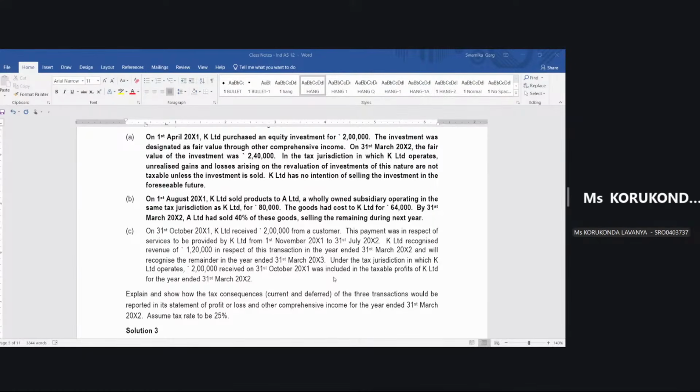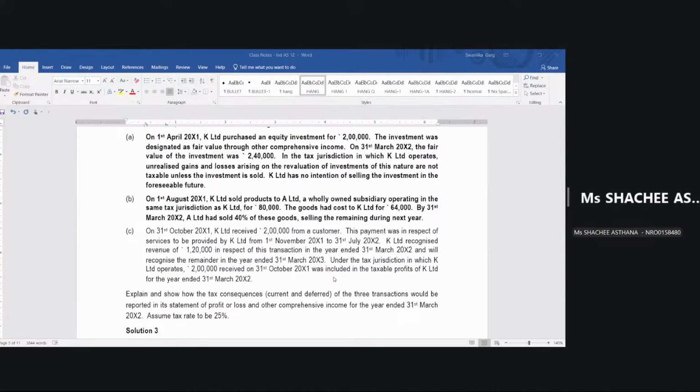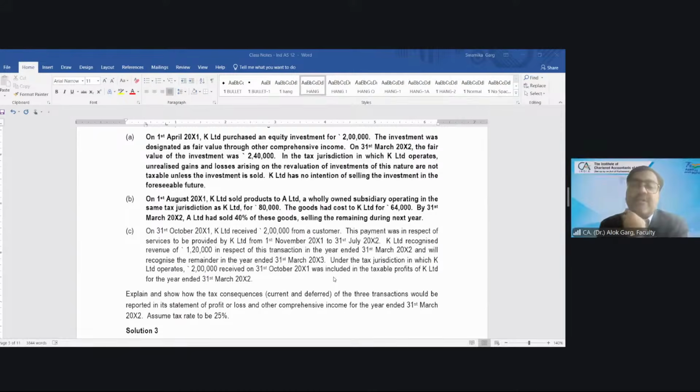Reduce liability means create an asset. For tax, a deferred tax asset will be formed. Yes, deferred tax asset will be created. 80,000 multiplied by 25%, 20,000 rupees of deferred tax asset will be created.